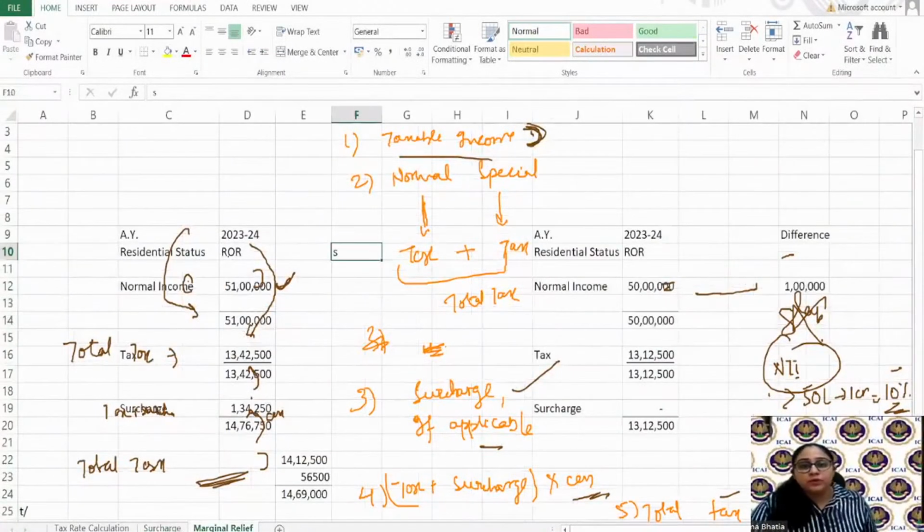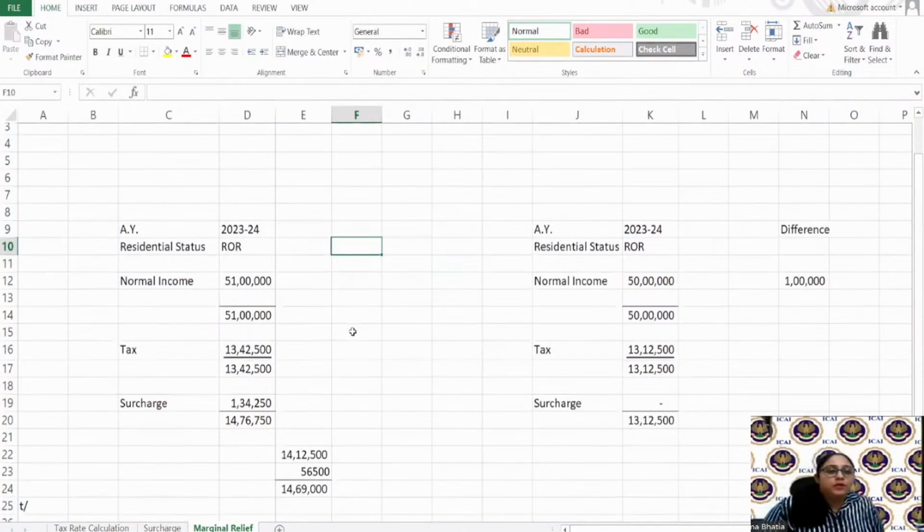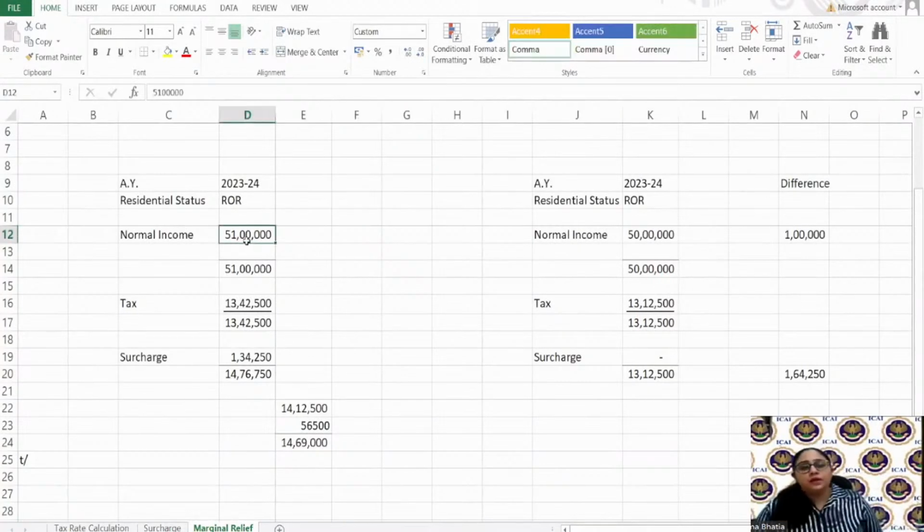क्या problem हुई? Problem क्या मैं बताती हूँ. एक पर्सन था मिस्टर एक्स, उनका 51 लाख का नॉर्मल इनकम हुआ. So there was a person, Mr. X, who had an income of 51 lakh.